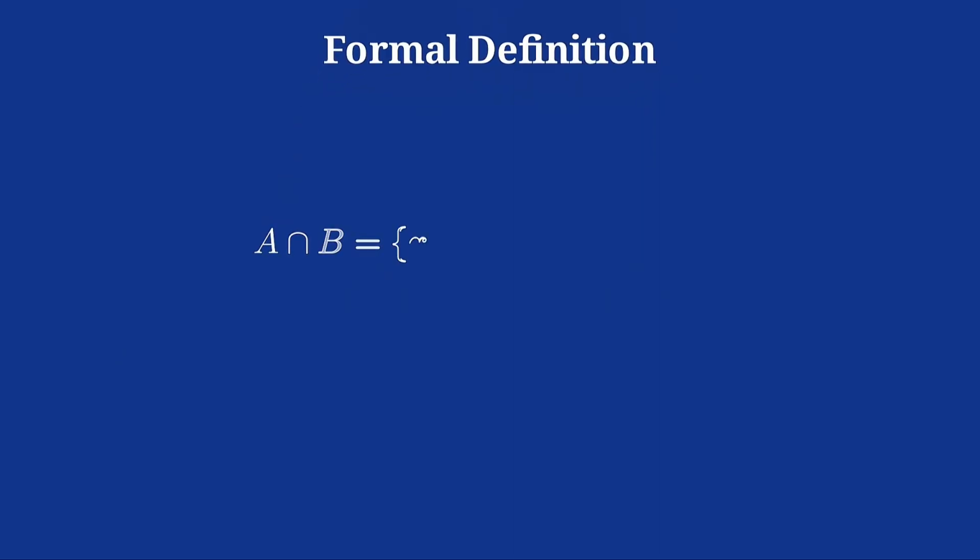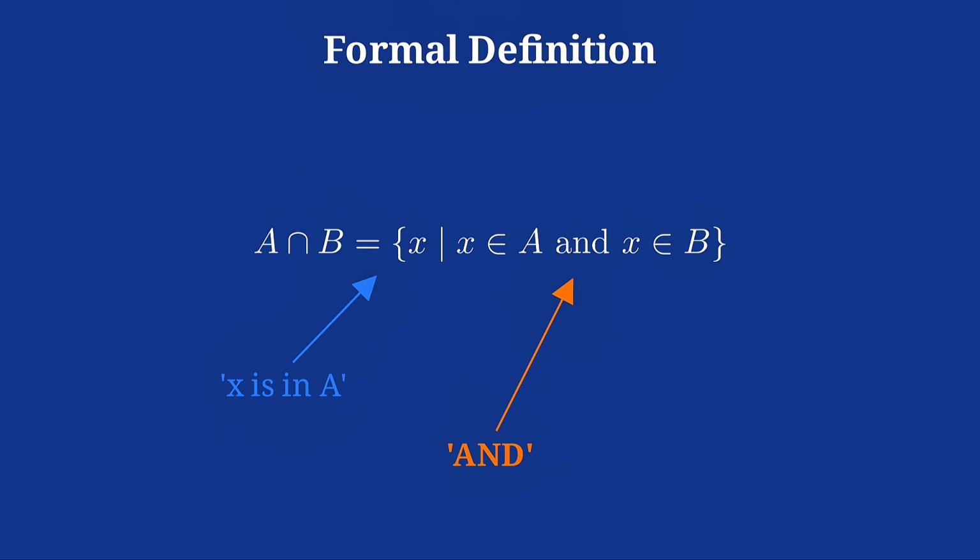Now, let's look at the formal mathematical definition. We can express this using set builder notation. It looks like this. We read this as A intersects B is the set of all elements X such that X is an element of A, and this is the crucial part, X is also an element of B. It must satisfy both conditions.